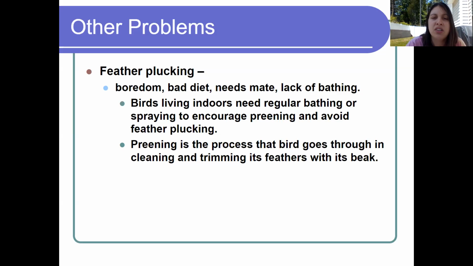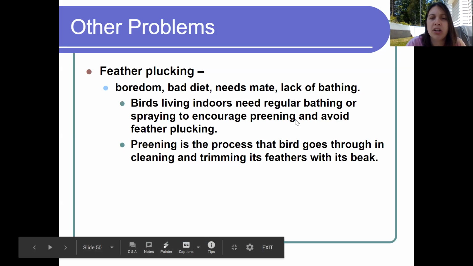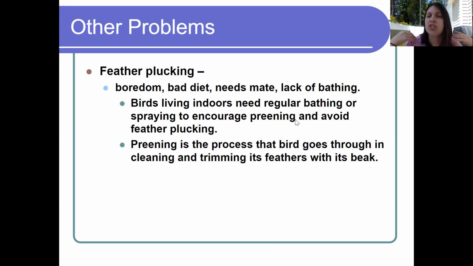Birds living indoors are going to want some kind of bath, so they are encouraged to sit there and preen and clean themselves. It could be a water bath, like a little water dish. It could be a spray or a mist. It could be a dust bath. It's natural for birds to preen and to clean themselves, but they're going to need some extra water or something to be able to continue doing that.